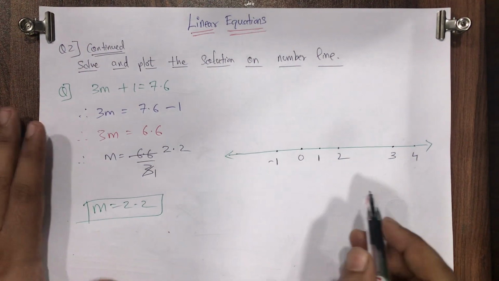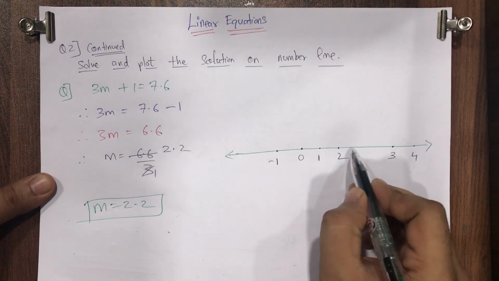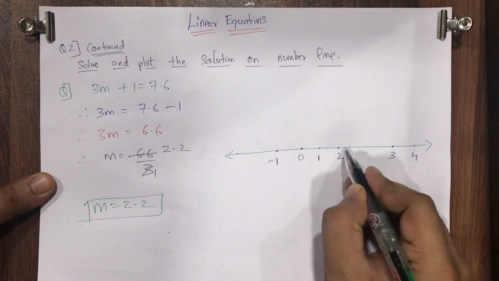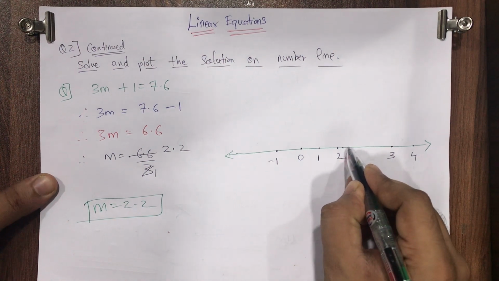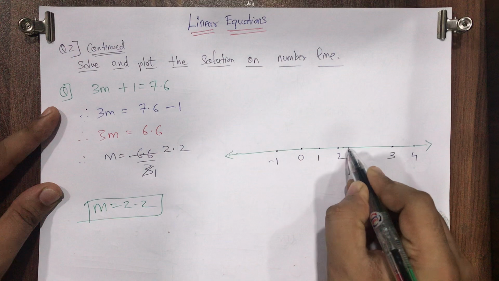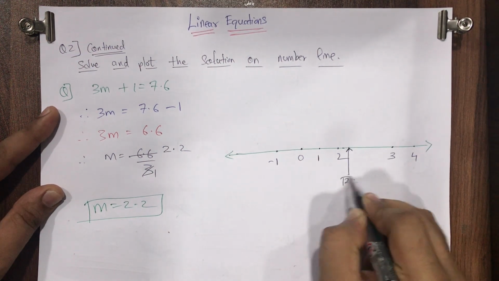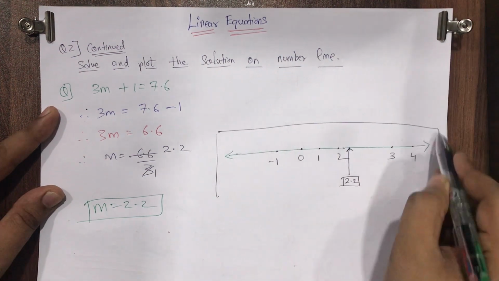Now approximately I have to place 2.2. For example, 2.2 would be somewhere over here. If this is 2.1, then this will be 2.2. So I draw an arrow like this over here, and I'll write here it's 2.2. That's it, students. This is your answer.